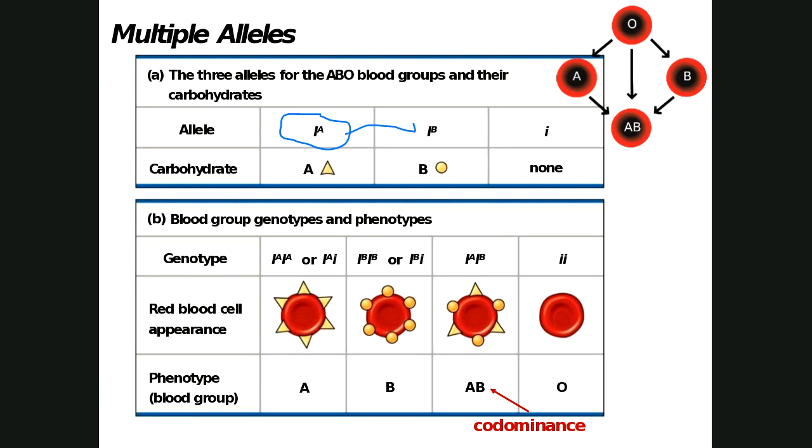So now we don't have incomplete dominance. We have codominance, and then this one here is recessive. That's the O allele. That's why we call this ABO blood typing. So you can be A, homozygous or heterozygous. You can be B, homozygous or heterozygous. If you're heterozygous for the dominant alleles, then you are heterozygous phenotypically. You're going to be AB. And then if you're homozygous recessive, you're going to be O.